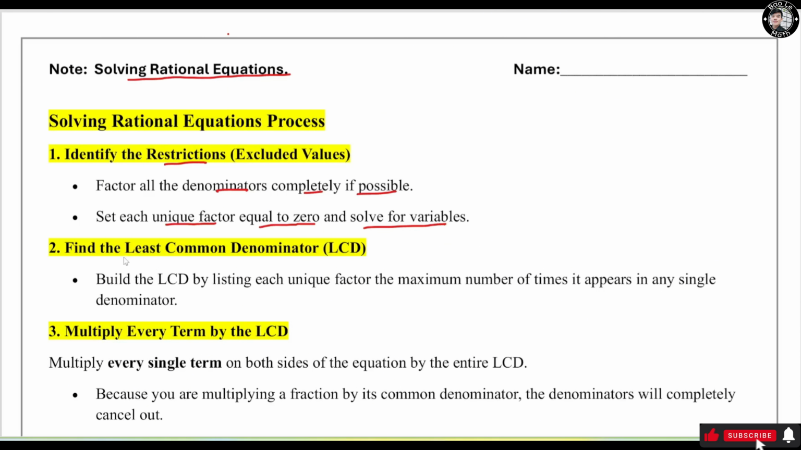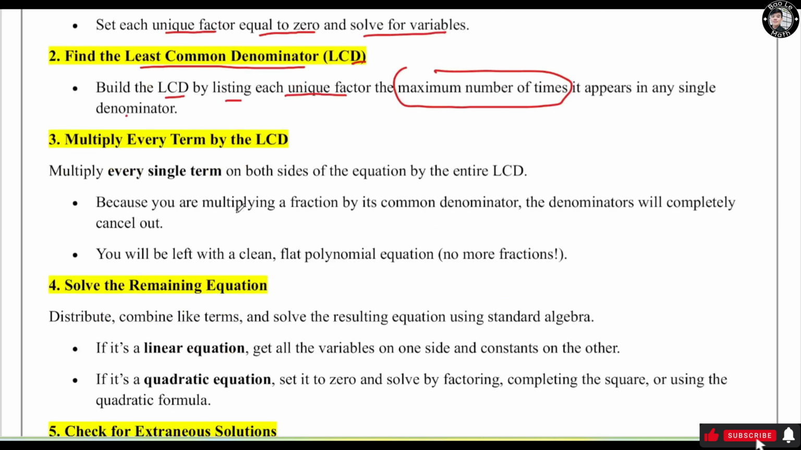Step number 2, find the least common denominator, which is the LCD. Build the LCD by listing each unique factor the maximum number of times it appears in the denominator.